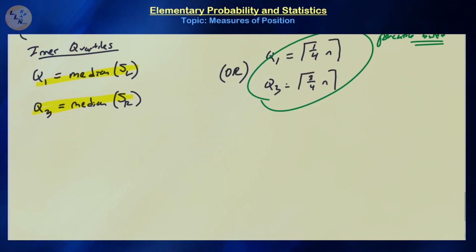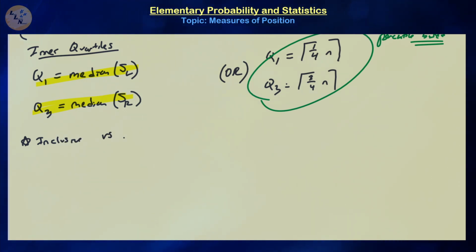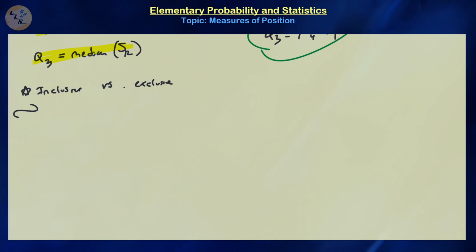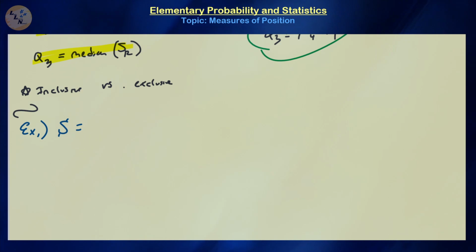All right, so how can we calculate the inner quartiles? Let's go through a couple examples. There are actually two variations that you need to be aware of. They are called inclusive versus exclusive inner quartiles. But for odd n, there is usually no difference. Let's go through a couple examples because we're actually introducing a few new concepts here: SL, SR, inclusive versus exclusive. It's just easier to talk about an example to get an idea of what's going on here. So let's consider the even case first.